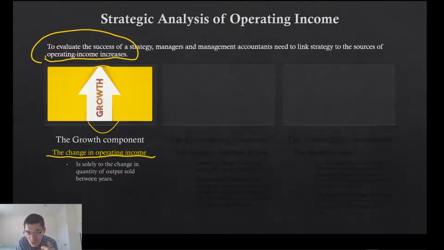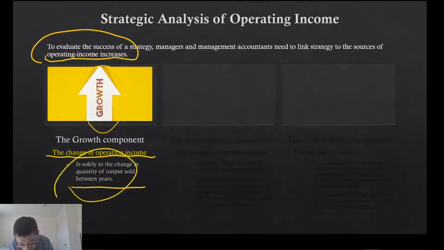Whether we see our earnings on an upward trend, which is solely due to the change in quantity of output sold between years. Do we sell more this year than last year or not? We want to see our business growth in terms of sales revenues or sales numbers.